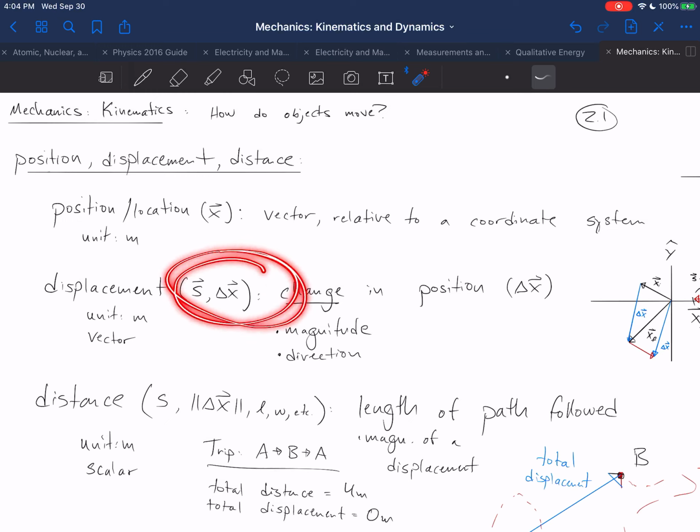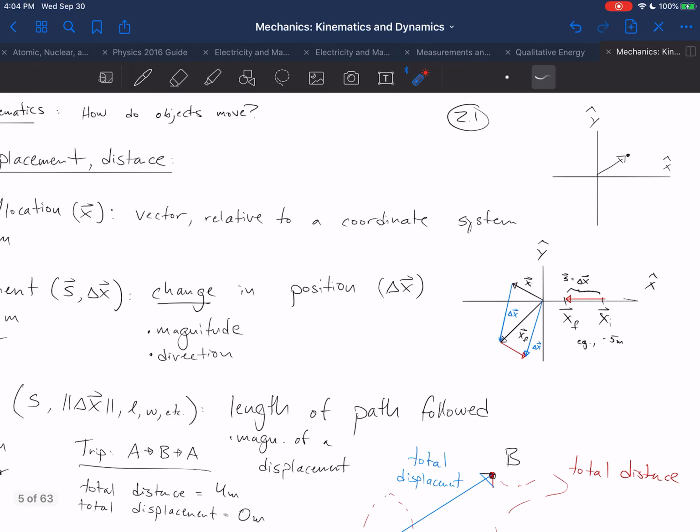This is a bit confusing and perhaps not ideal notation, but it does simplify some equations later, so we're willing to live with it a little bit. But it is important to recognize that every single case of displacement is a change in a position. It's a delta, a final position minus an initial position.